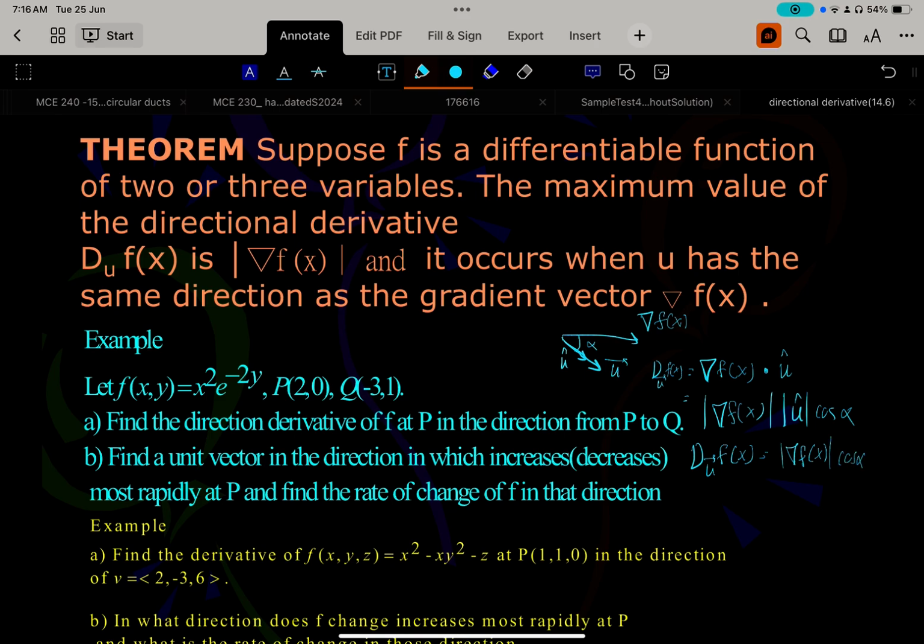Now, if we want to maximize the directional derivative, we want to minimize cosine theta. No, sorry, we want to maximize cosine theta. And cosine theta is maximized when theta is 0. So when theta equals 0, D_u f of x is maximum. And what does theta equals 0 imply? It implies that u is in the direction of the gradient. So when the vector u is in the direction of the gradient, we get the maximum directional derivative value.